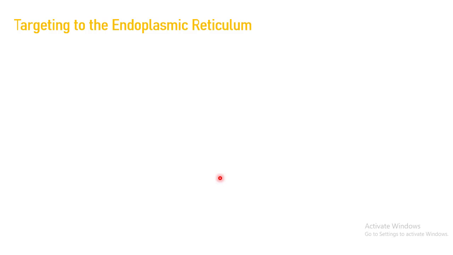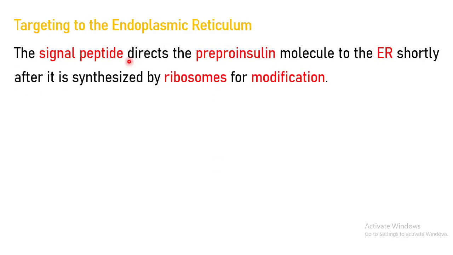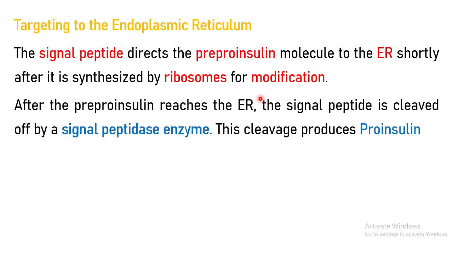Now the signal peptide is very important for the targeting of the preproinsulin to the endoplasmic reticulum. So because of the signal peptide, the preproinsulin is going to move towards the endoplasmic reticulum after it has been synthesized by the ribosome for modification. Once the signal peptide has made the preproinsulin reach the ER, we are no more interested in the signal peptide because that has performed its function. The function of the signal peptide was to get this preproinsulin into the endoplasmic reticulum for processing.